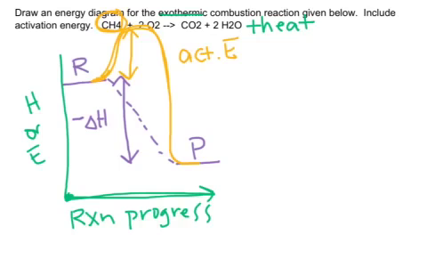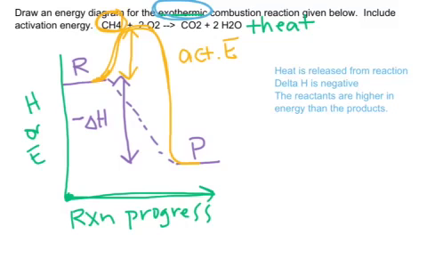So just to add a little bit more color onto our page here, let's make a list of all the things that go with an exothermic reaction. The first one, heat is released from the reaction, or exits. Exothermic heat exits. Next, delta H is negative. That was the difference between the reactant energy and the product energy. Next, the reactants are higher in energy than the products. Right along with that, the reactants contain more energy in their bonds than the products.